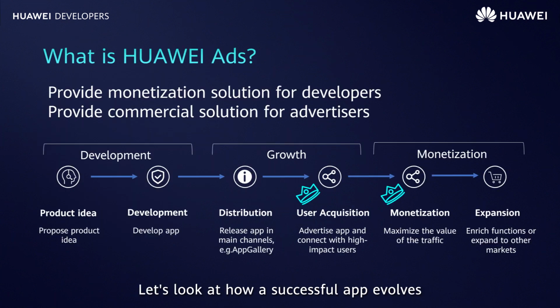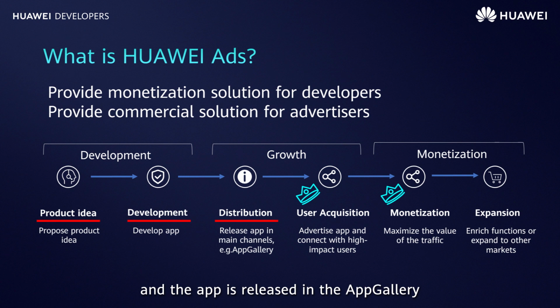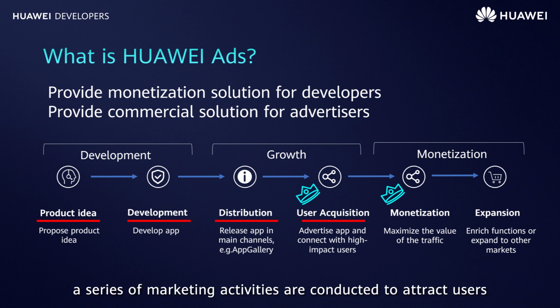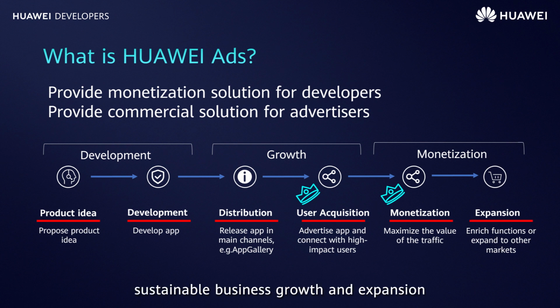Let's look at how a successful app evolves. First, a product idea is proposed. Then an app is developed, and the app is released in the app gallery. After release, a series of marketing activities are conducted to attract users. As the user base increases, it's time to monetize traffic for sustainable business growth and expansion. Therefore, user acquisition and monetization are key to a successful app.